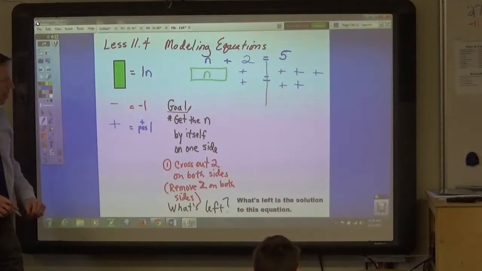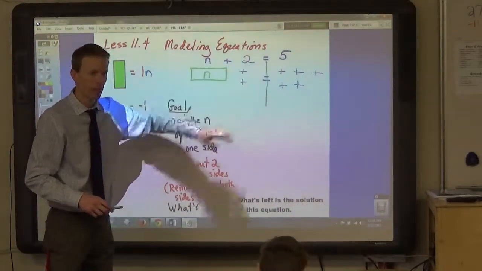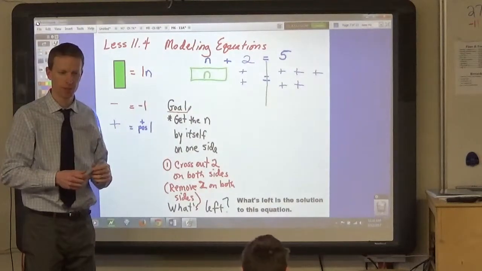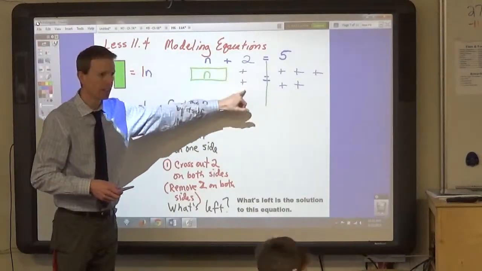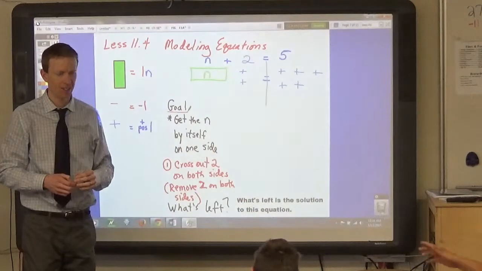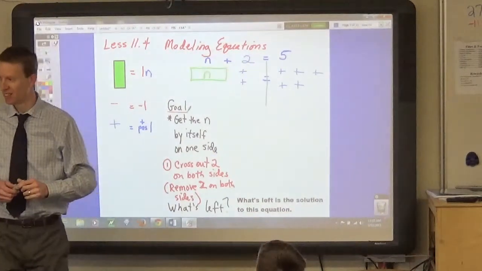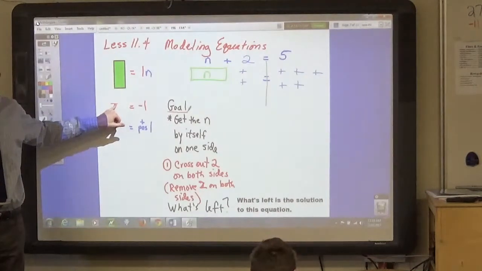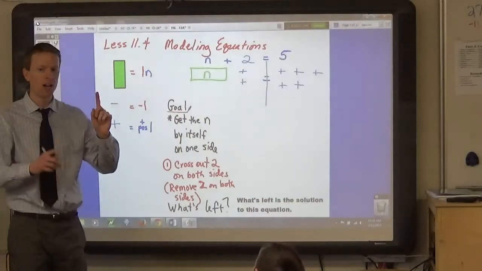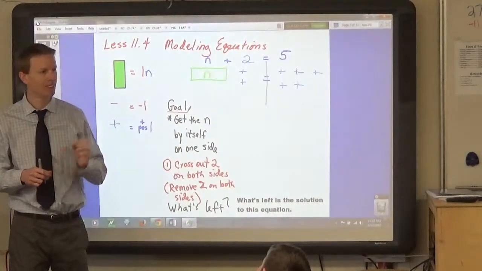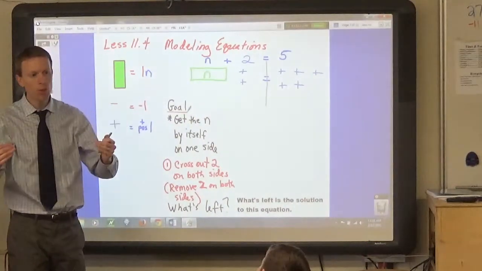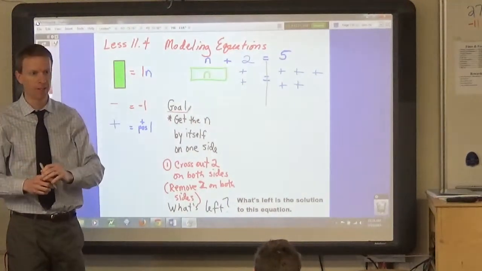Now, in order to get rid of something on one side, we have to add its opposite to it. In other words, if we have pluses, we have to add what? What's the opposite of pluses? Minuses. We have to add negatives to the positives in order to get rid of them, right? What's 1 plus -1? 0. What's 2 plus -2? 0. We completely remove it if we add its opposite.